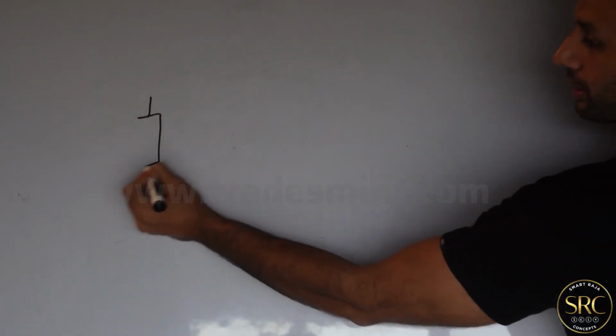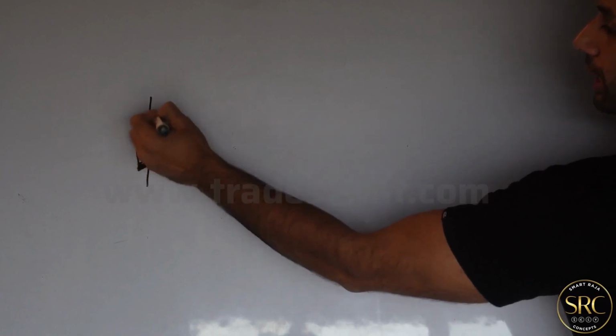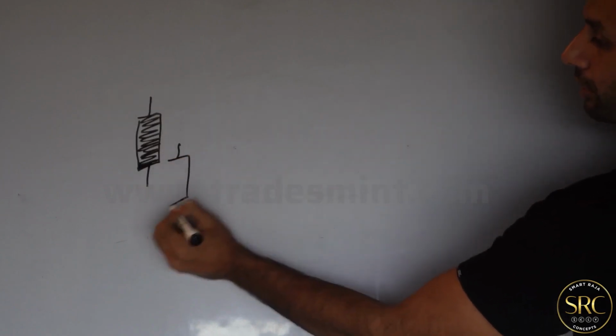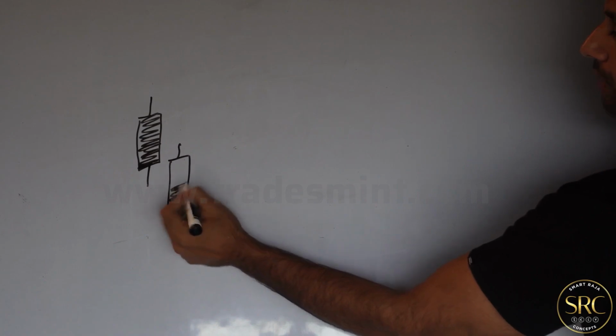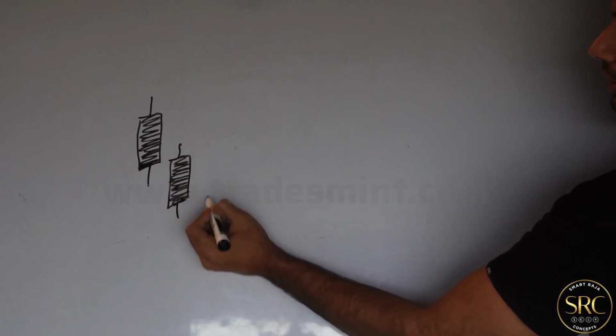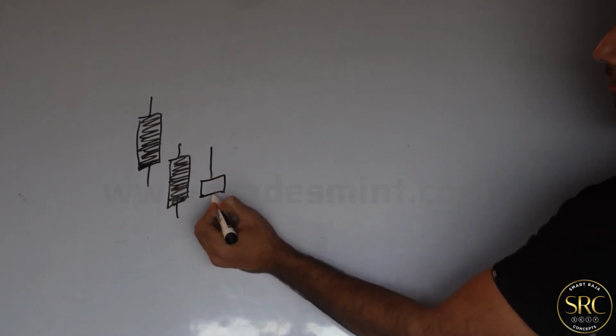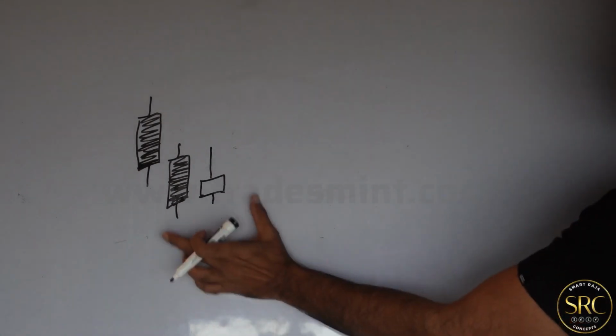Now, second is basically the opposite. Let's say you have a bearish candle coming down, you have another bearish candle that comes down, so we're making lower lows and lower highs, and then all of a sudden you have a candle that closes bullish like this.